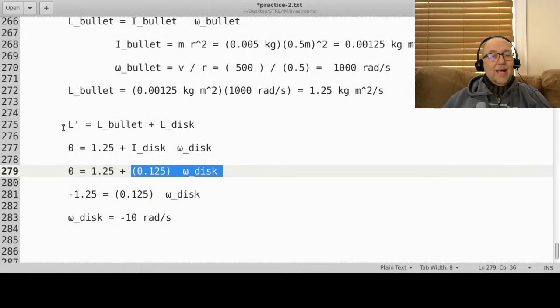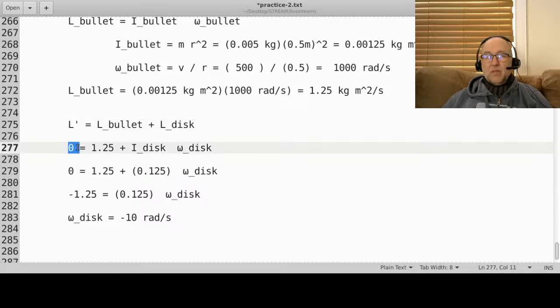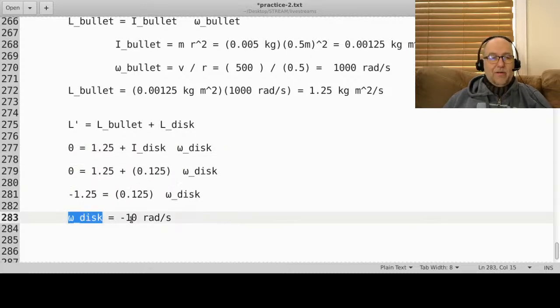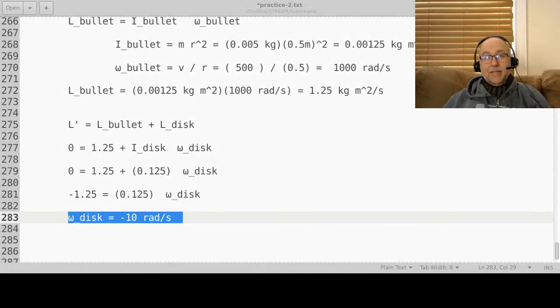The angular momentum after is equal to the angular momentum before, which is 0. So 0 must equal the sum of the two angular momentums after. And then it's just a matter of solving, and you find that the angular velocity is negative 10 radians per second. So I just left it in radians per second. You could convert it to RPM, but there it is.